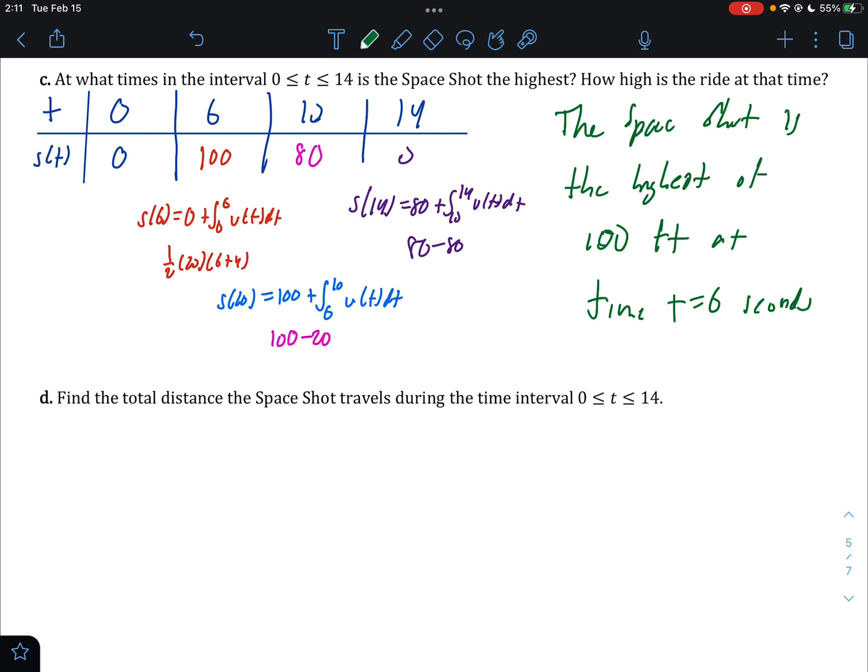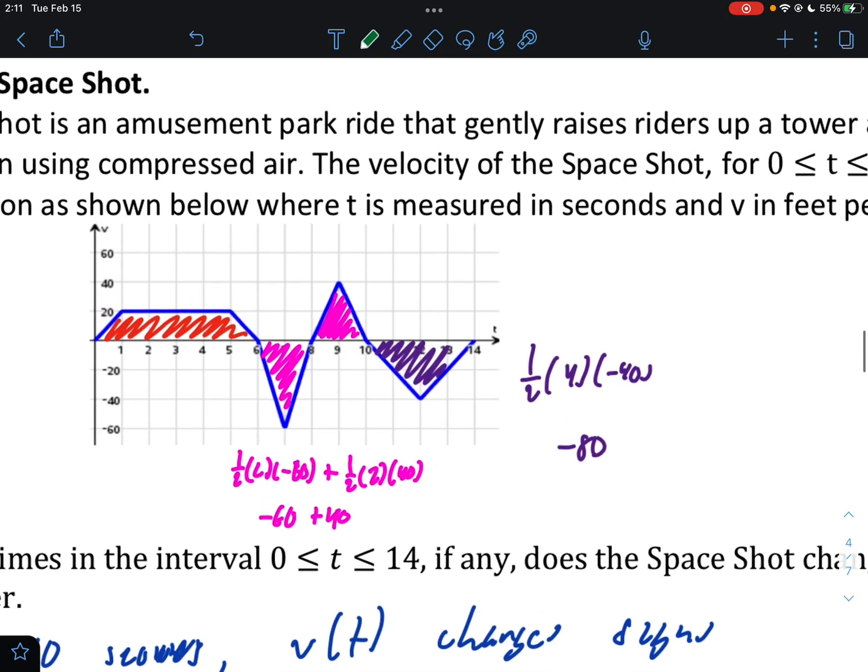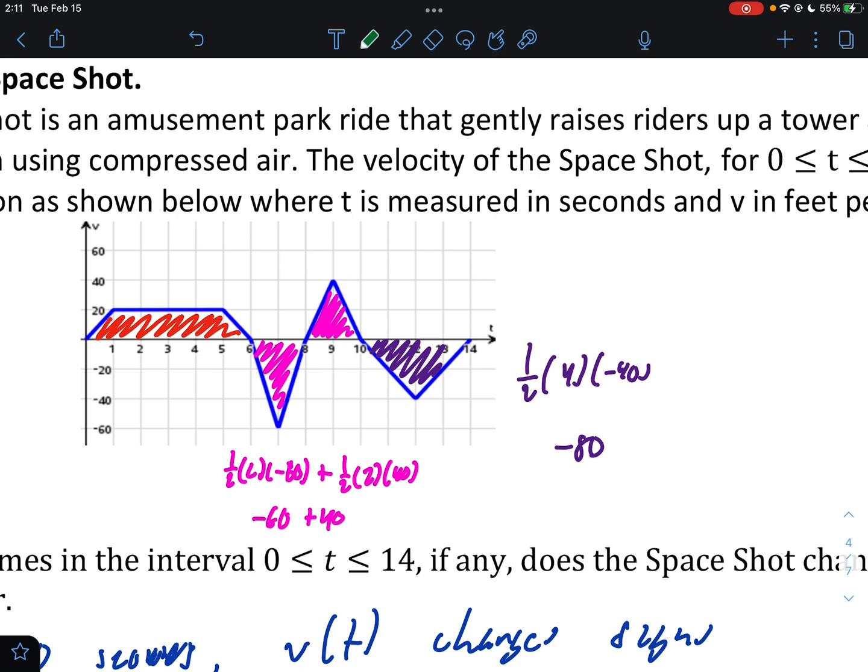All right, last one, D. Write expressions to find the total distance the space shot travels during the time interval 0 to 14. Okay. So the space shot changes directions here, here, and here. So we have to find how much space it covered in each of these four pieces. We kind of already did that in the last one, right?